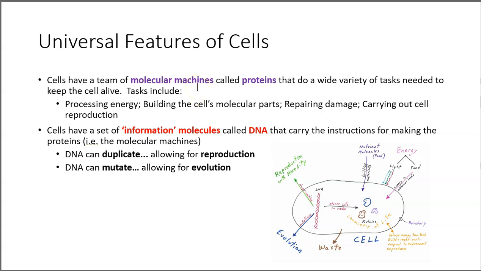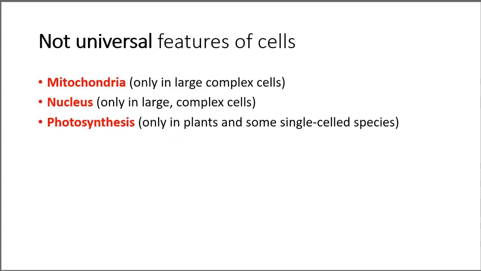And recall, these proteins are adaptations. They're involved in processing energy, building the cell's molecular parts, repairing damage, carrying out the cell reproduction. And finally, cells have a set of information molecules called DNA that carry the instructions for making the proteins. DNA can duplicate, allowing for reproduction, and DNA can mutate, allowing for evolution.